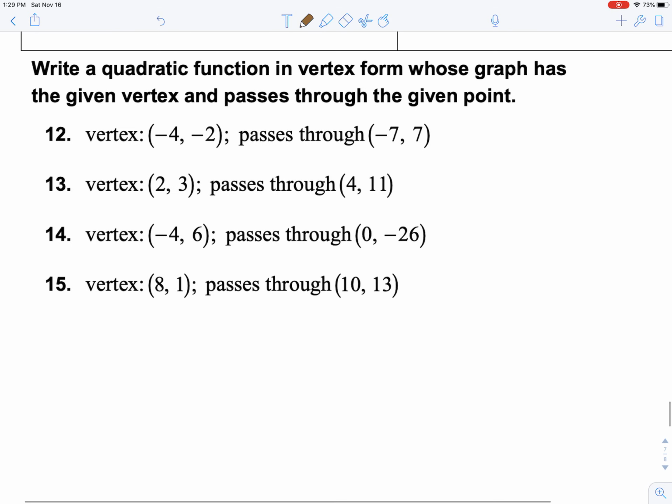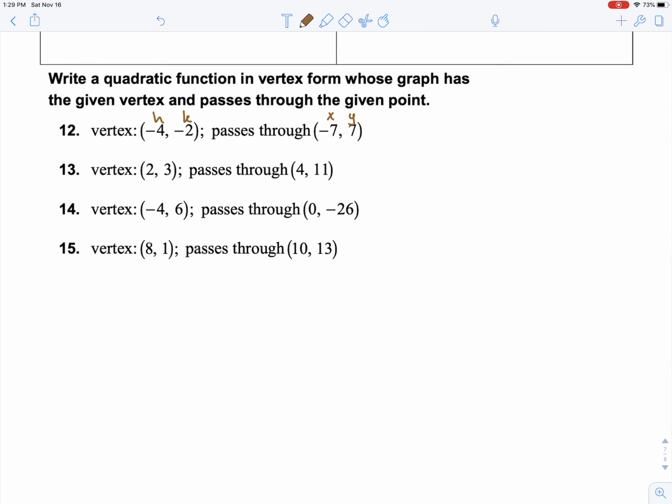Okay, what we need to use is that this is my h, this is my k, and I will have to replace my x and my y here because we're going to need to figure out what a is equal to. All right. So remember, vertex form, which is what we're trying to get to, is this. I really want to figure out what a is.